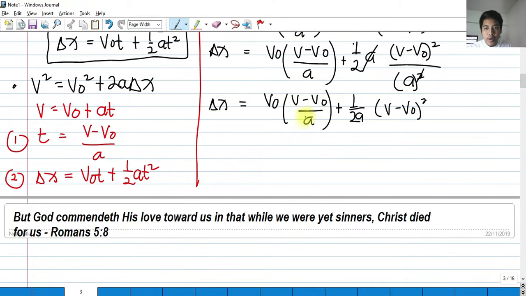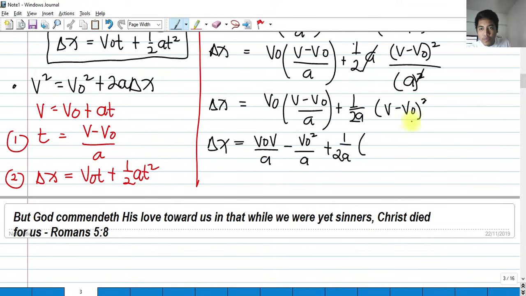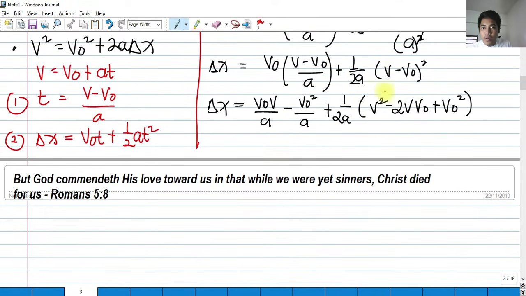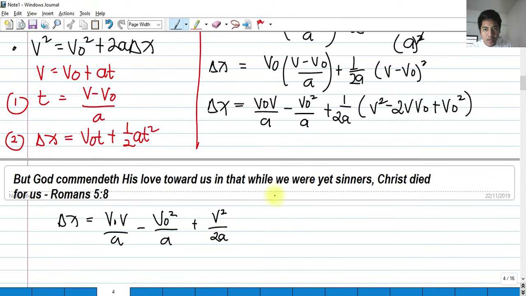If I perform numerator times numerator, denominator times denominator, we have delta x is equal to v naught times v over a minus v naught squared over a, because v naught times v naught is v naught squared, plus 1 over 2a. I'm going to perform FOIL here. So we square the first, v squared, minus 2v v naught, plus v naught squared. So I'm going to multiply 1 over 2a by this expanded form. We have delta x is now equal to v naught v over a minus v naught squared over a plus v squared over 2a minus 2v v naught over 2a. As you can see, the 2's would cancel.